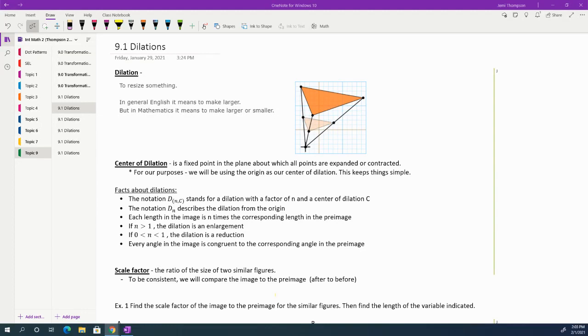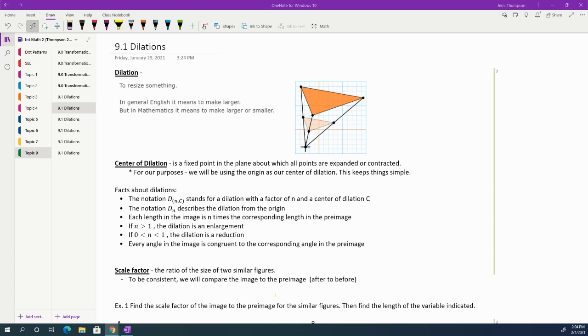In 9.0, we've been working on reviewing some of the basic transformations that you studied previous to this class, one of which was translations, and we're going to refer to that a little bit. But a dilation is a different kind of transformation where we either stretch or shrink a figure. So you'll see the note there.